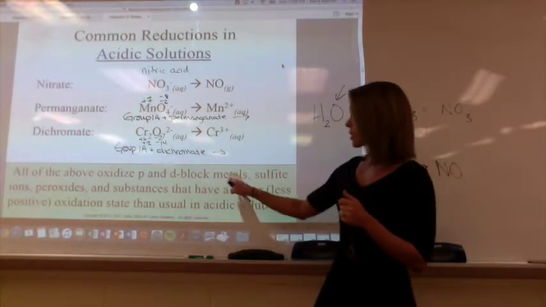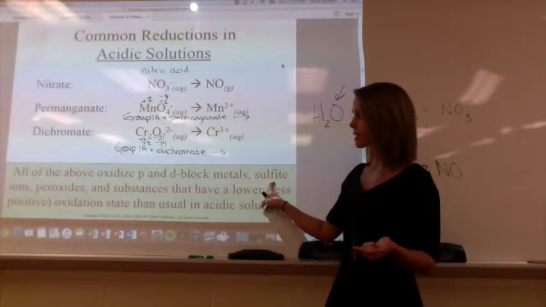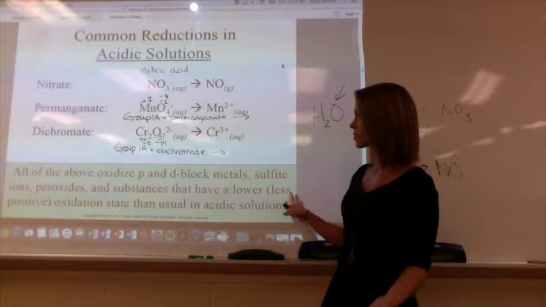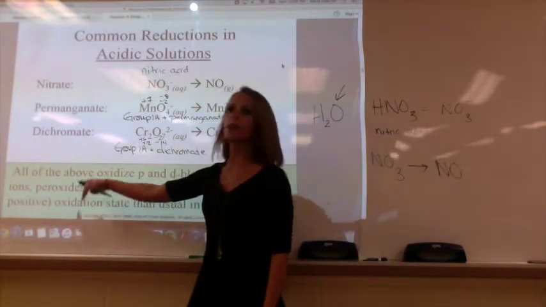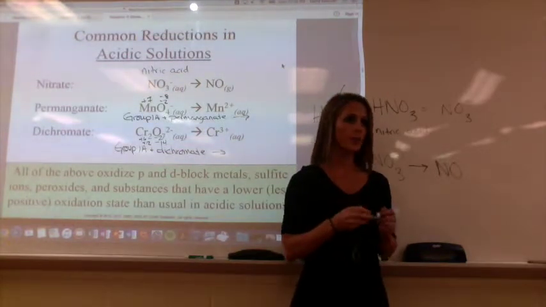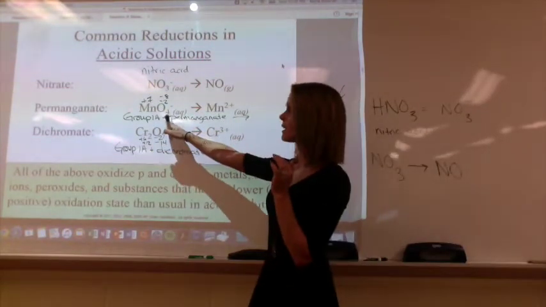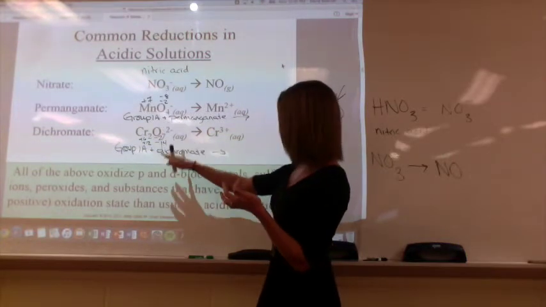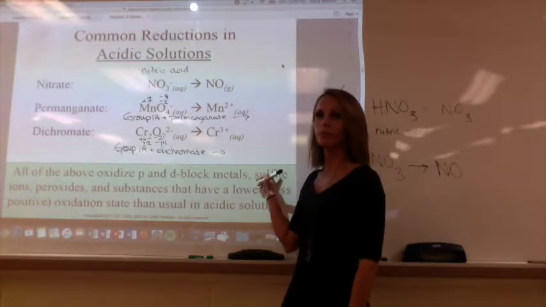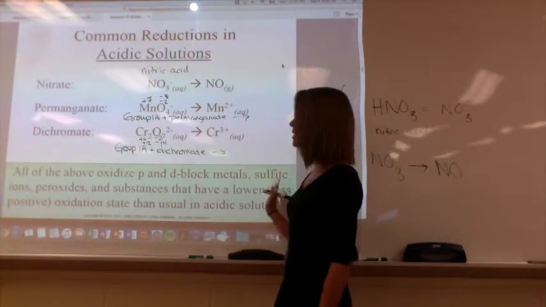The other choices to be oxidized are sulfite ions, peroxide ions, and substances that have a lower positive oxidation state than usual in acidic solutions. That one's a little tricky. The sulfite and the peroxide, you're just going to memorize. Those are up there also. I made that note card for you. So for example, potassium permanganate is in an acidified solution with, and then I'll just stick it with another group 1A, like sodium sulfite. So you know not to use potassium, you know not to use sodium, and you're going to memorize permanganate and you're going to memorize sulfite.